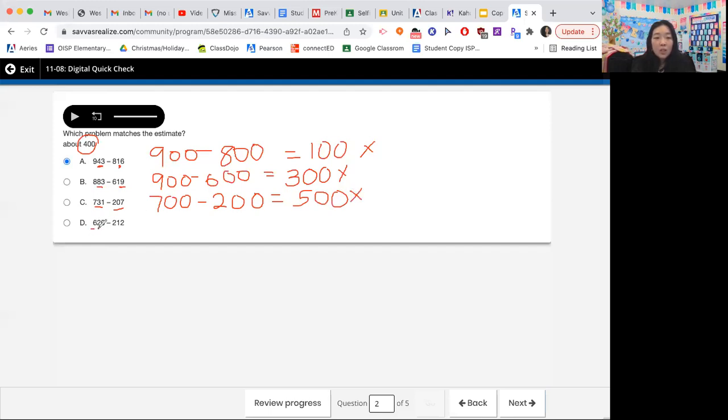Okay, 620. The 2 is going to say 4 or less, let it rest. So 620 is going to stay 600. 212, the 1 is going to say 4 or less, let it rest. So 212 stays at 200. What is 600 minus 200? 400. So what is our final answer? 400, or A, B, C, or D? D. 620 minus 212 is going to be about 400. We're practicing all of our estimation. Good job, guys. Let's move on.